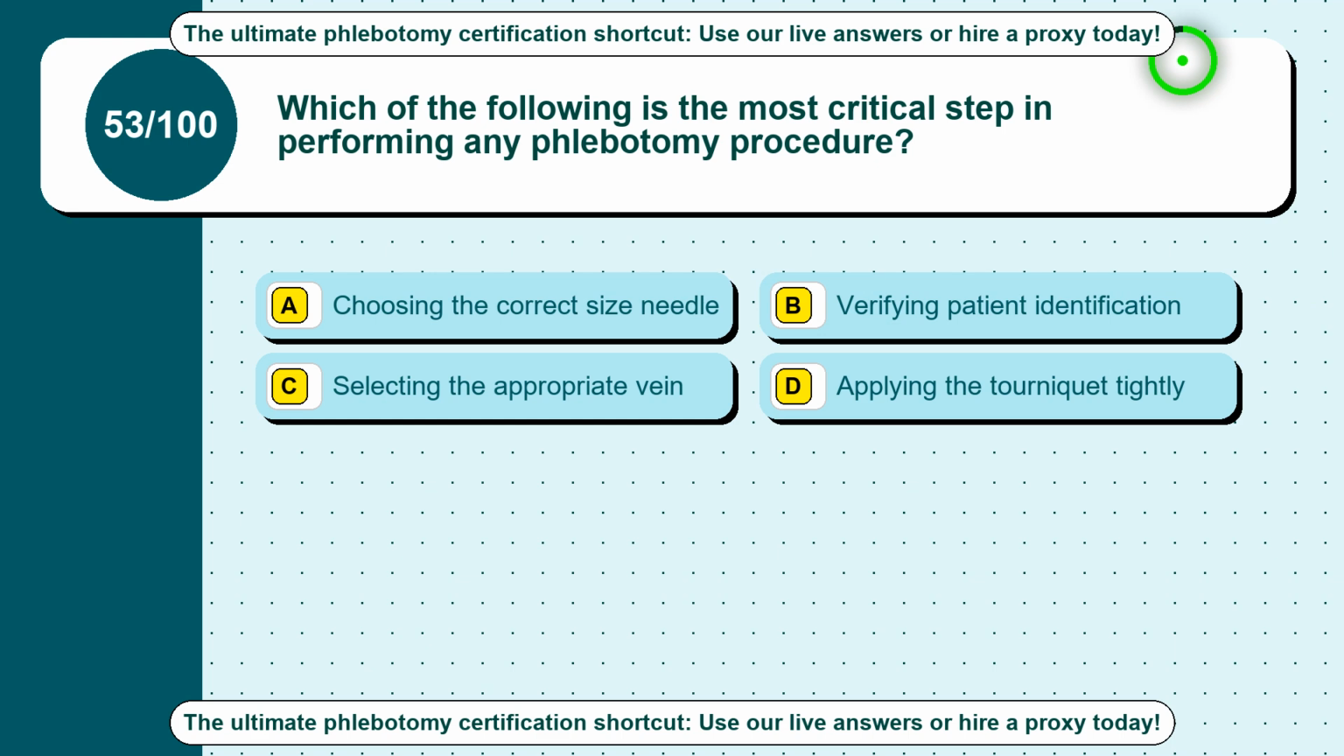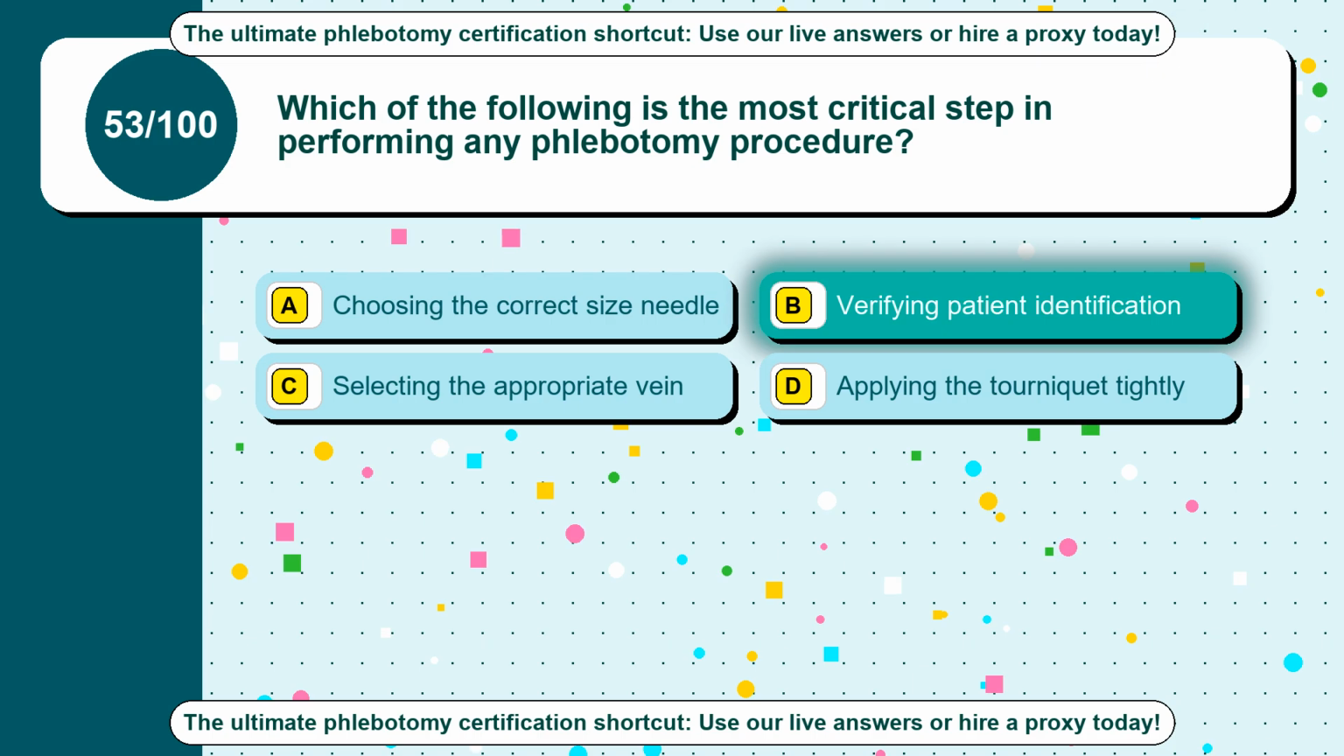Question 53. Which of the following is the most critical step in performing any phlebotomy procedure? Option A, choosing the correct size needle. Option B, verifying patient identification. Option C, selecting the appropriate vein. Option D, applying the tourniquet tightly. The correct answer is option B, verifying patient identification.